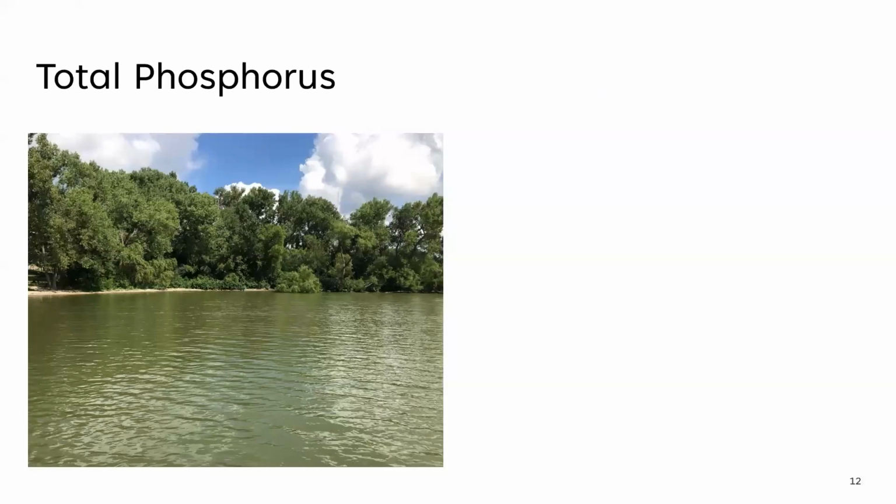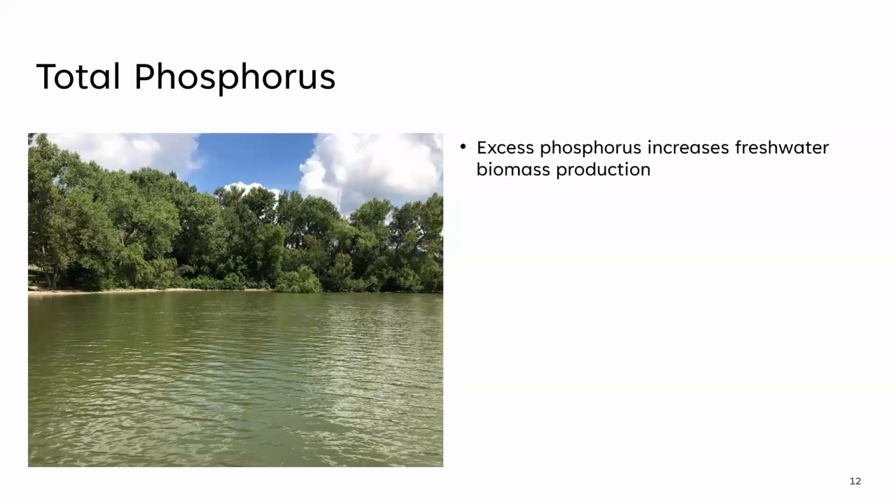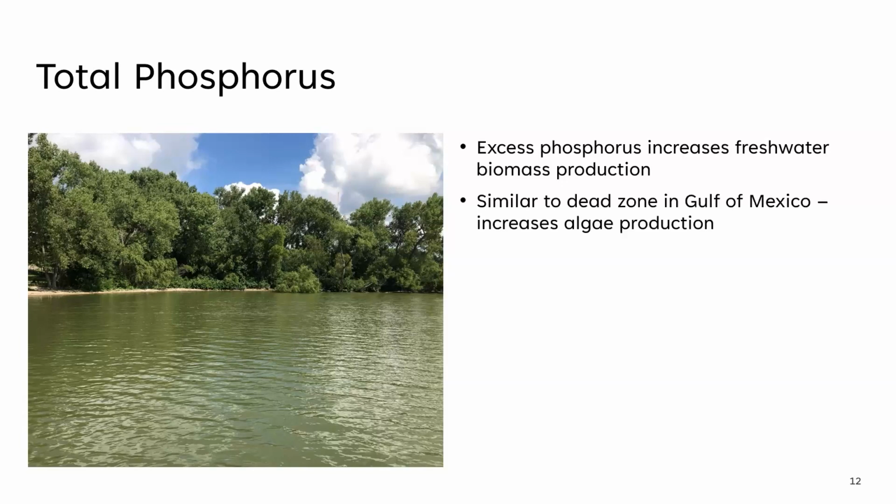I'm going to switch to total phosphorus. What's going on with total phosphorus? It's really not that much different than what's going on in the Gulf of Mexico. It's just more localized to your nearby water bodies, in that excessive phosphorus increases freshwater biomass production. Very similar to that dead zone in the Gulf of Mexico, you increase that algae production.